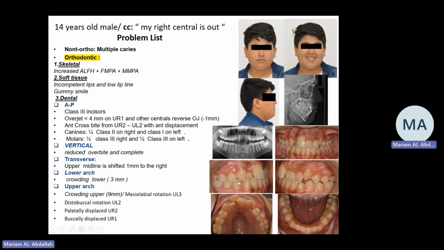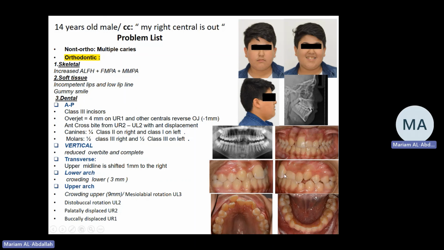We will move to the vertical dimension. In the vertical dimension, the overbite is reduced and complete. So reduced is a problem, right? Because we know that the average is where the upper incisor covers about 1/3 of the lower incisor. Transversely, there are no crossbites buccally, but we have center line discrepancy where the upper center line is shifted to the right about 1 millimeter.